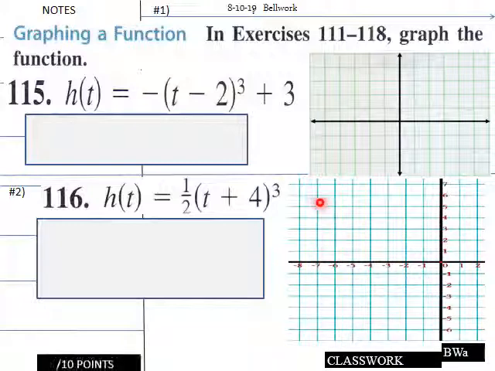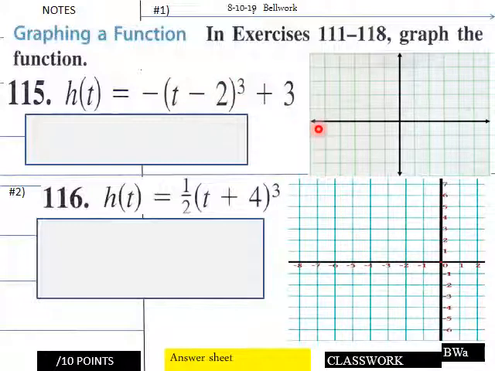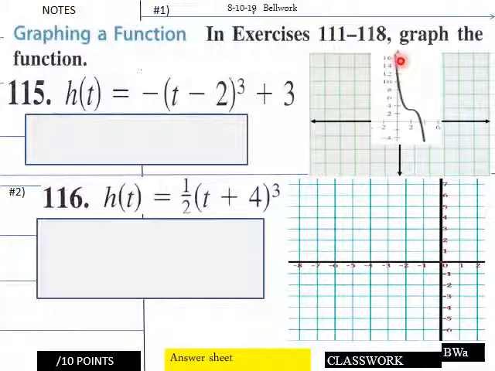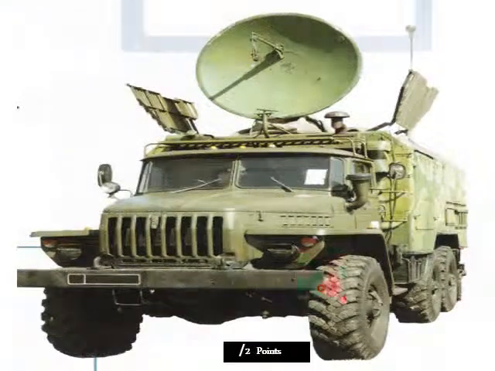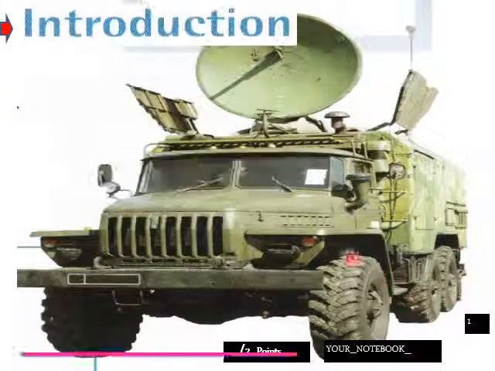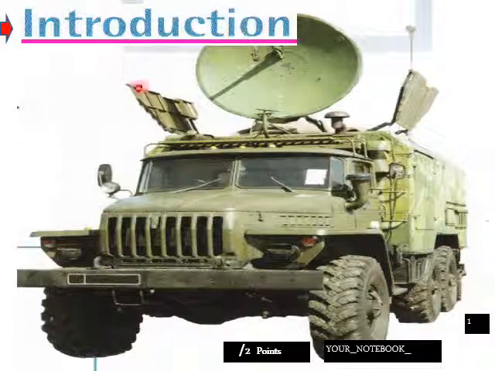Okay, welcome back everybody for today's solutions on today's bell work. For 115, h of t equals the negative of quantity t minus 2 quantity cubed plus 3. This is what your graph should look like for this function. And then down here, h of t equals 1/2 times quantity t plus 4 quantity cubed. For that cubic function, this is what you should have here, students. You should have that.